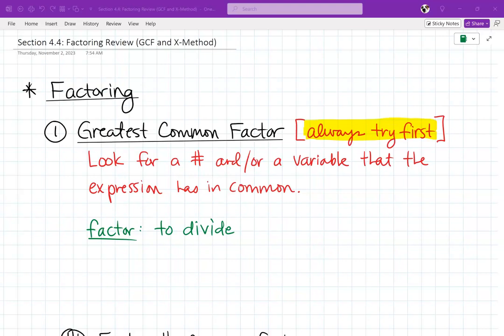All right, so today we are doing section 4.4. There is no 4.3, don't worry. Well, there is one, but we don't cover it. And this is factoring review. Today is the GCF, so the greatest common factor, and the X method.